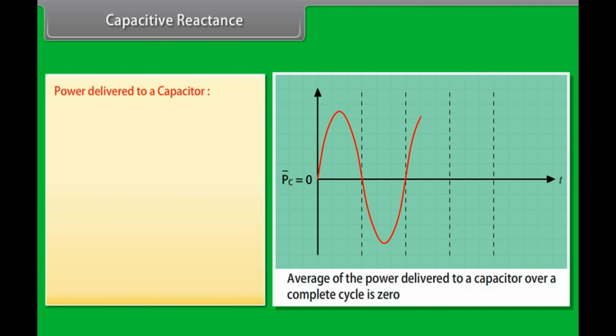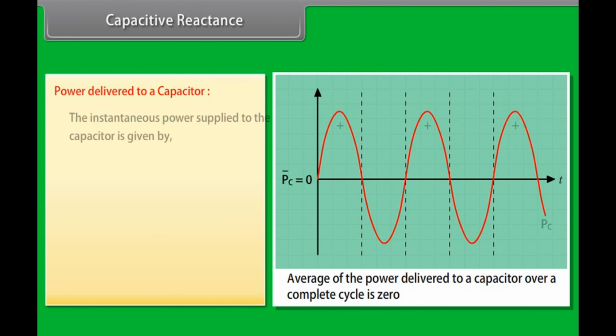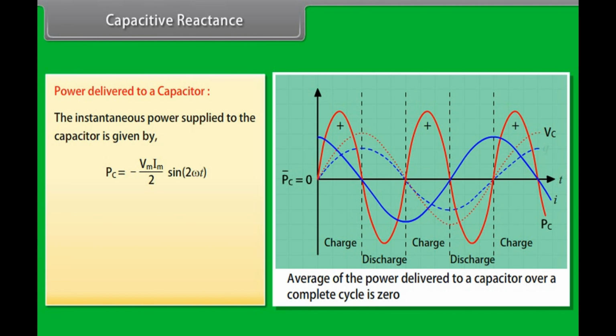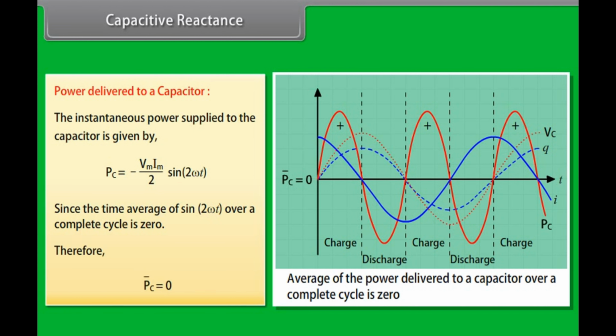Power delivered to a capacitor. The instantaneous power supplied to a capacitor is given by Vm Im upon 2 multiplied by sin 2ωt. Since the time average of sin 2ωt over a complete cycle is 0, therefore, capacitor power is equal to 0. Phasor diagram of a capacitive circuit.